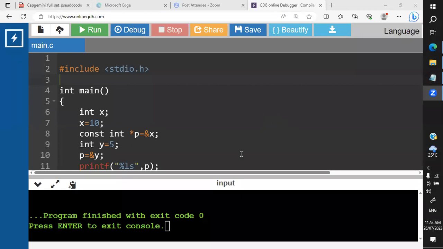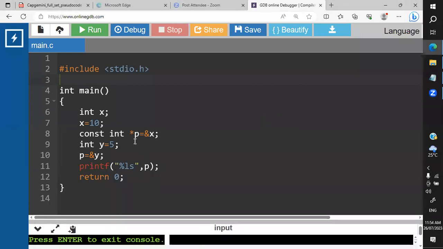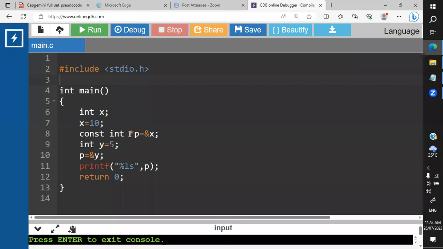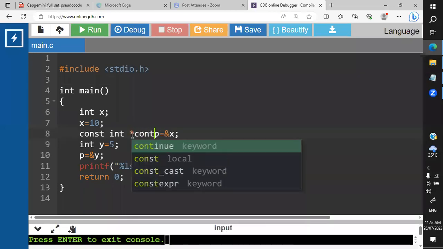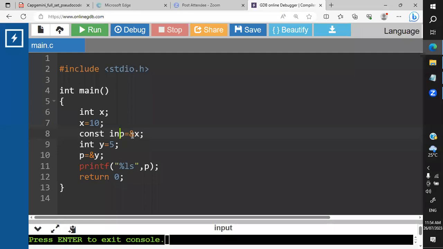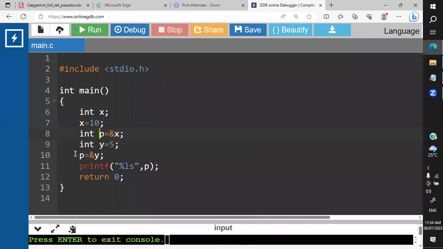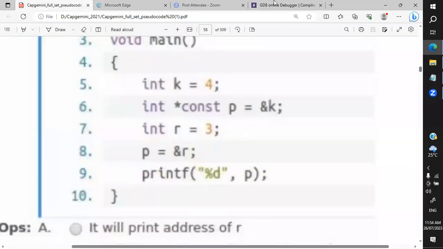Here p, yeah, p is a pointer now. Constant int star p. y is storing the address of p. I'm just storing a different address. Is there anything different in the question? Int star constant they have given. Maybe that makes a difference? Let's write the same syntax. Int star const. But here const is not changing. Const. That's it, right? Let's try it now.